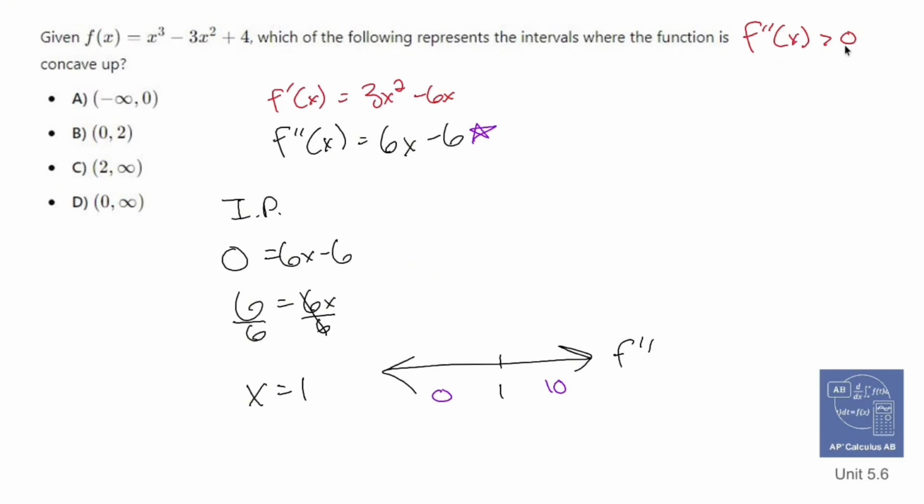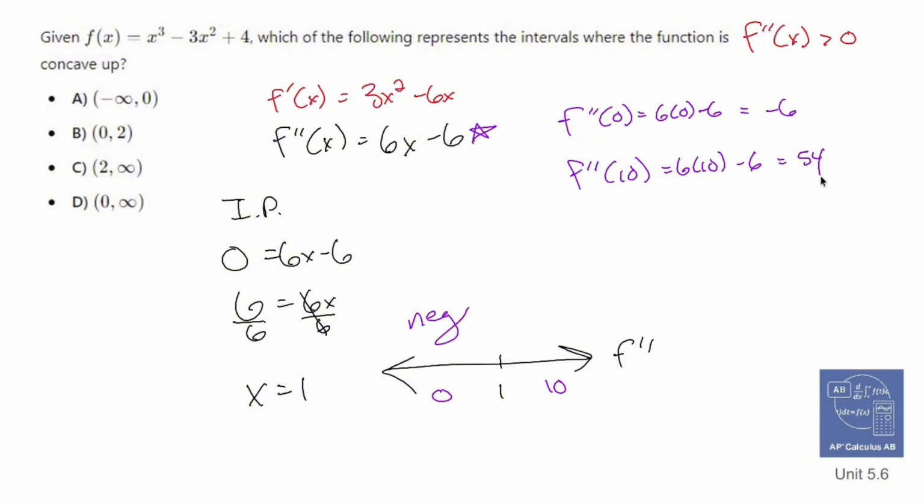A positive number means I get concave up, the way I want. A negative number means I get concave down. So if I plug in 0, f double prime of 0 is going to be 6 times 0 minus 6, which is negative 6, which is negative. Not what I want. f double prime of 10 is going to be 6 times 10 minus 6, which is 60 minus 6, which is 54, which is positive. And that happens at none of these.